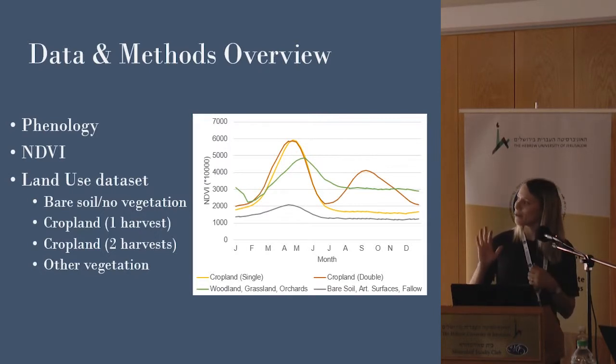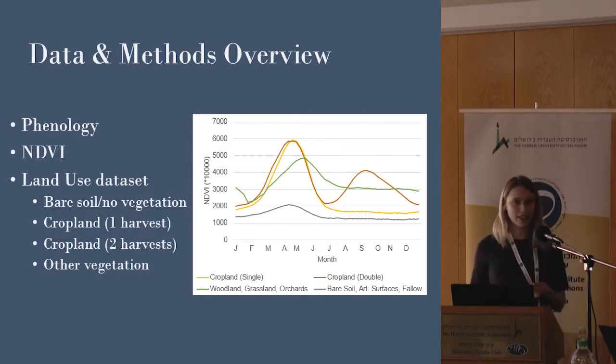And so on the y-axis here is a measure of greenness that's called NDVI, Normalized Difference Vegetation Index, that can be measured by satellite images, or recorded in satellite images. And that's used a lot for studying vegetation from space.